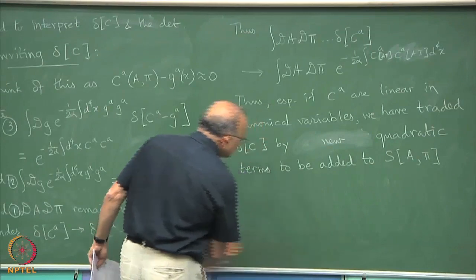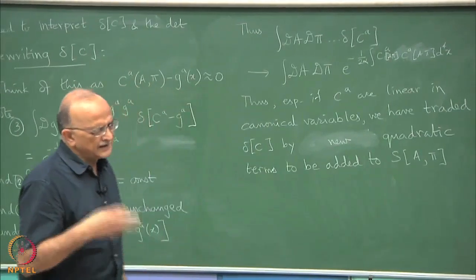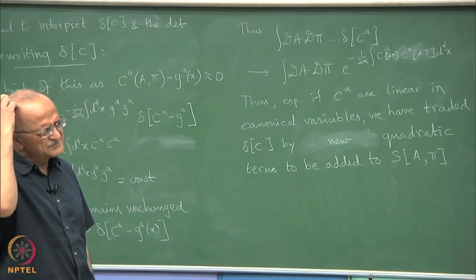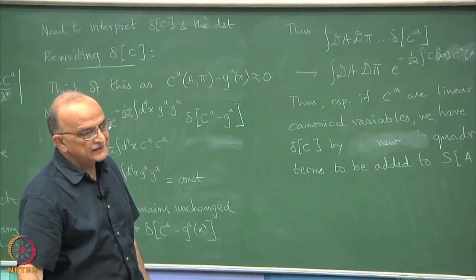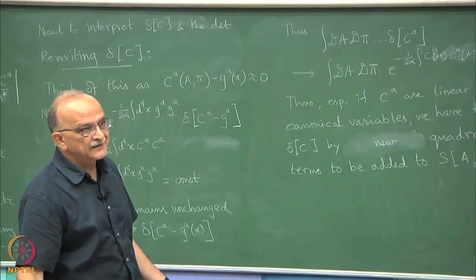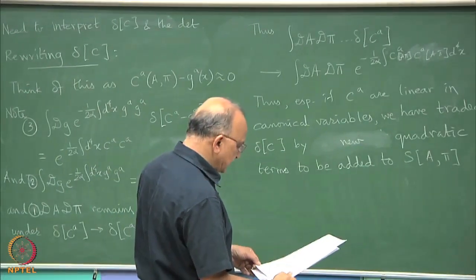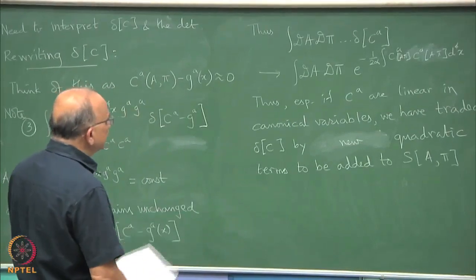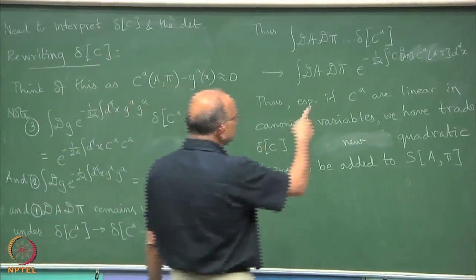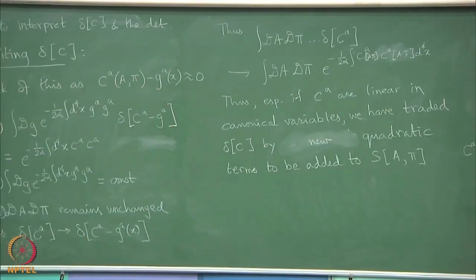So these are, as it is called, generating functionals. It is basically a generating functional of various identities, and not itself any numerical value to be calculated. So this will be replaced by this, which is nice. We got rid of one delta function.